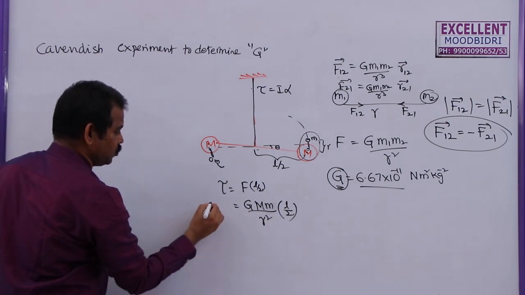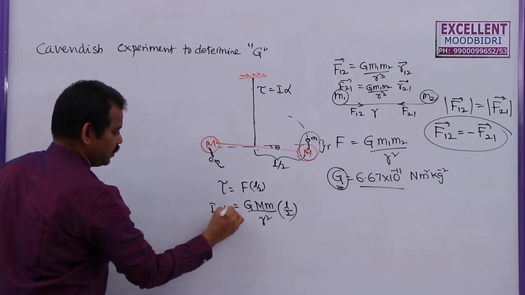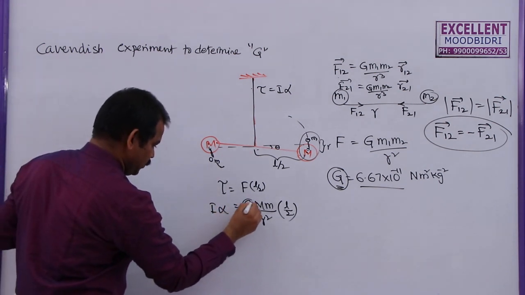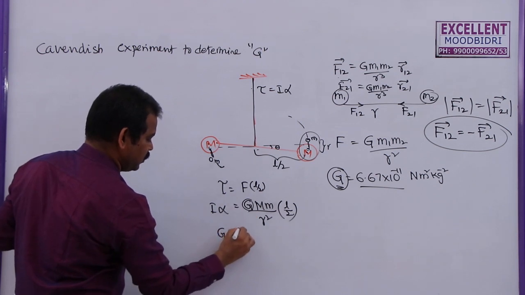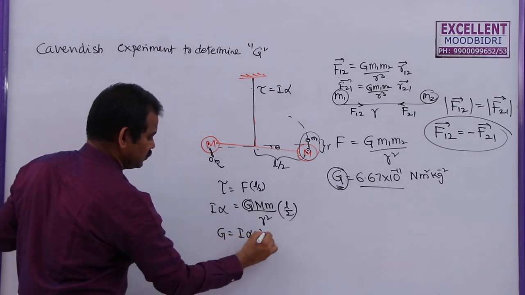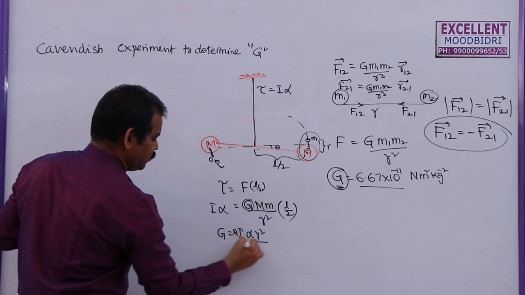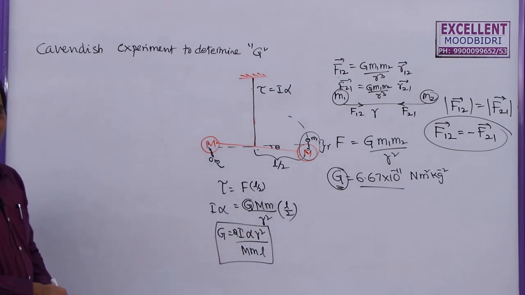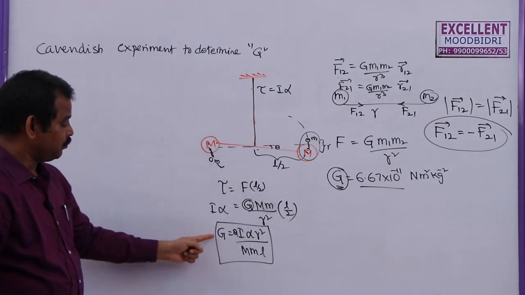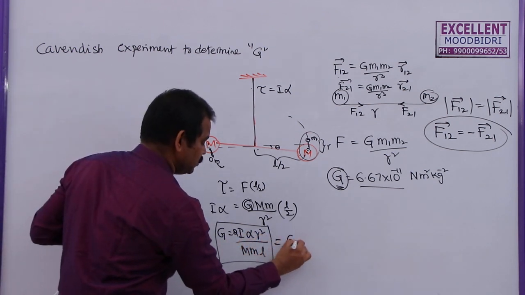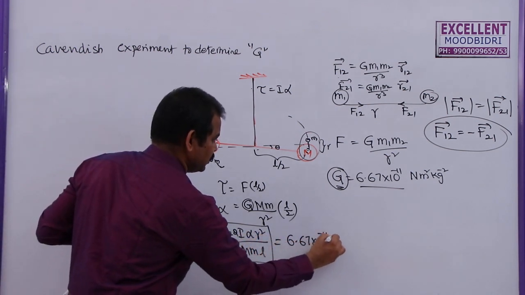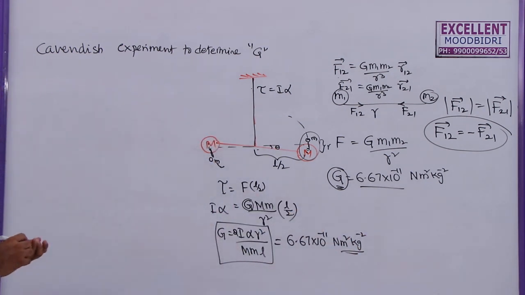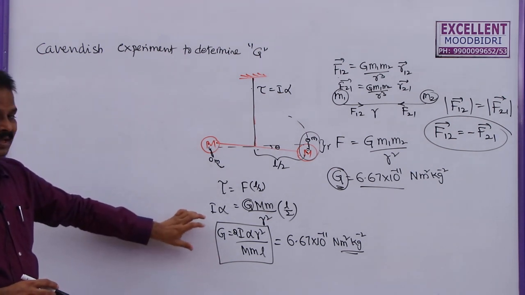But the torque tau is equal to I alpha. So from this, how do we find the value of G? The value of G is given by the moment of inertia of the system into alpha into R square into 2 by M m into L. By substituting all these known quantities, Cavendish determined the value of G and found it as 6.67 into 10 power minus 11, and the unit is Newton meter square kg power minus 2. So by using this simple experimental setup, he found the value of G.